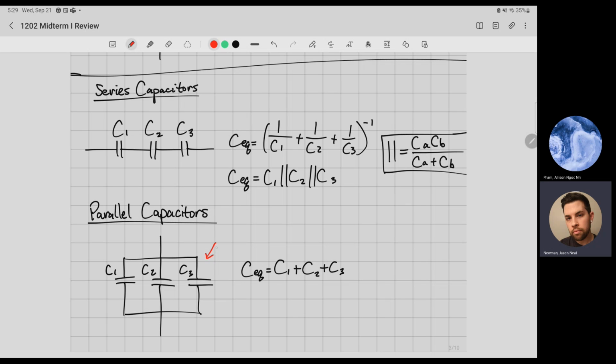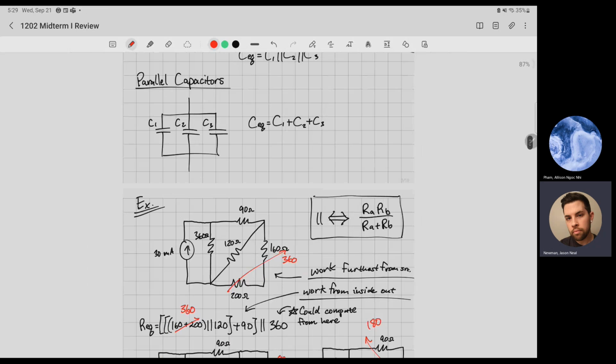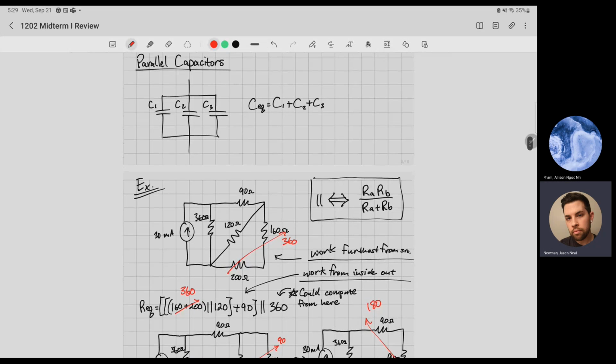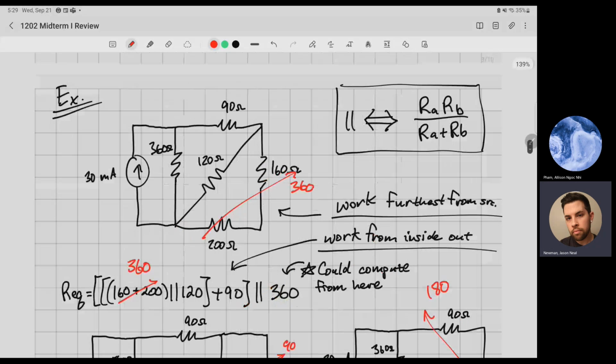Let's do a quick example. I've already worked this out. I don't want to go back and forth now because we're kind of running on time. So I'll just leave up the answers and we'll work through it visually together. So let's start this example.